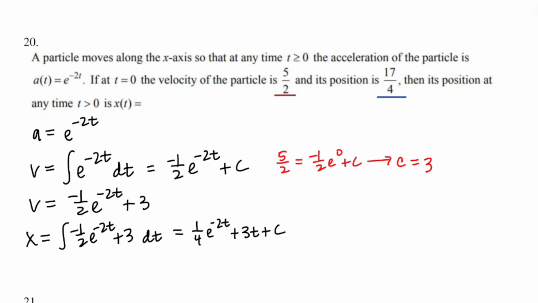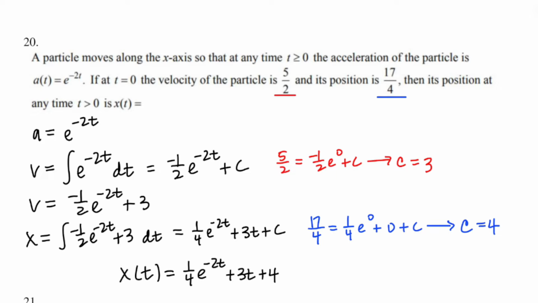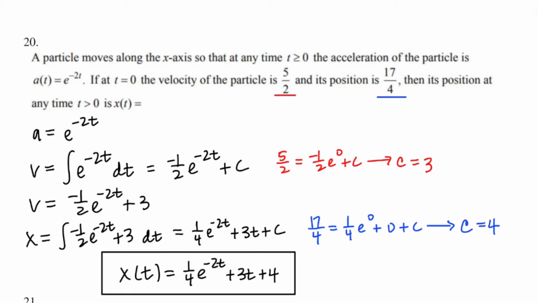And then I'll have some new constant that I'll need to figure out using that 17/4. So I'll plug in x equals 17/4, and that'll be equal to what I get when I plug in 0 for t. So 1/4 e to the 0 plus 3 times 0 and c. And so, okay, 17/4 minus 1/4 would be 16/4, and this c is going to equal 4. And now I'm ready to write my position formula. That's going to be x of t is 1/4 e to the negative 2t plus 3t plus 4. There we go.